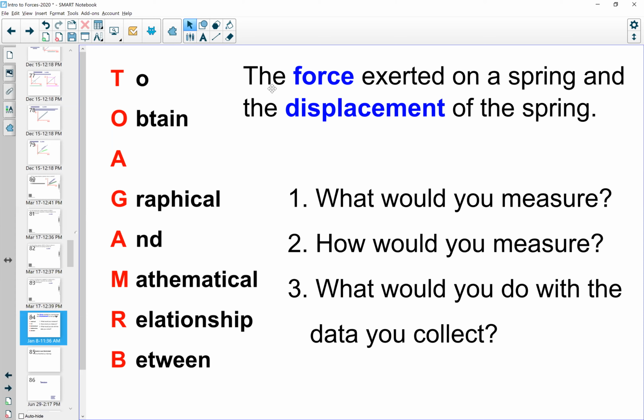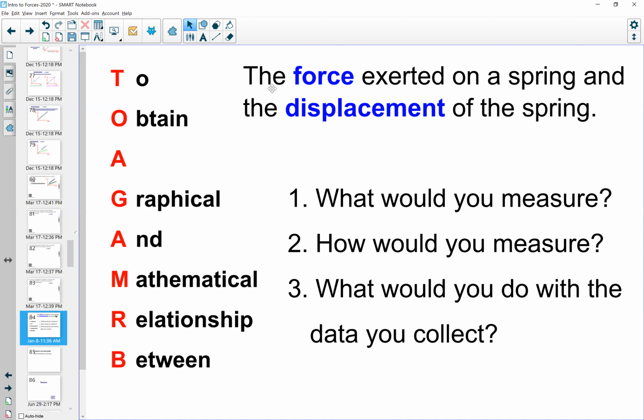How could you obtain a graphical and mathematical relationship between the force you exert on a spring and the displacement that that spring experiences? So those are your two variables I want you to find the relationship between. And your goal in the breakout, I'll give you about 10 minutes, is to come up with a procedure. What would you do if we were in lab and you had the normal equipment? How would you design a procedure?